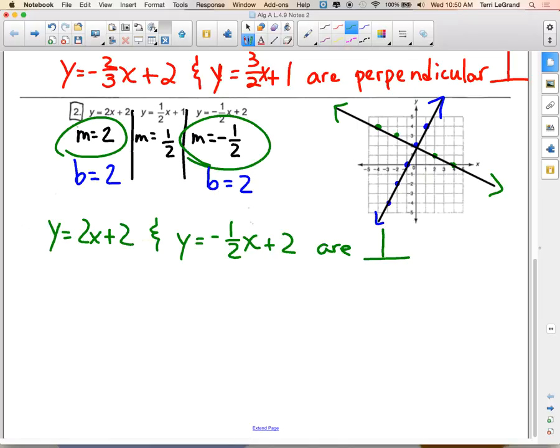But it's a really quick question I also want to ask you. It's some critical thinking here. Do all intersecting lines have to have one be a positive slope and the other be a negative slope? Intersecting lines.